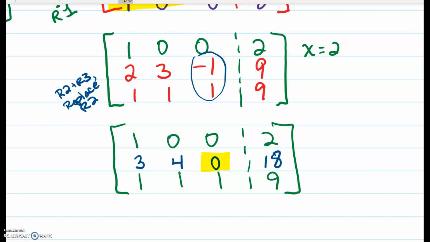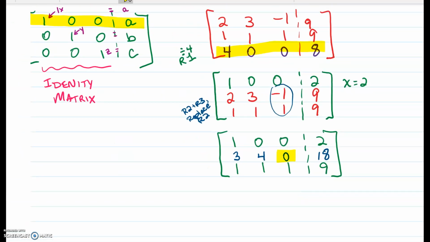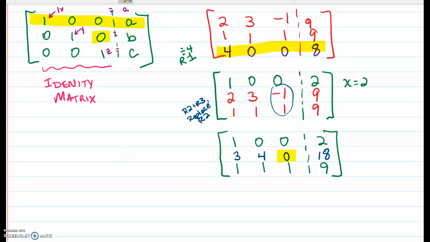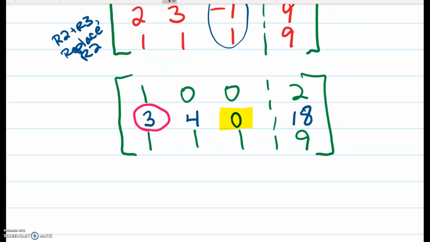This element right here in yellow that I highlighted, that's what I want it to be when I get to the identity matrix. Okay, so what I really would like to do next is make this element a 0. I could use either the first row or the last row, but I want to add this row to something that won't affect that 0 right there. And here's what I can do.